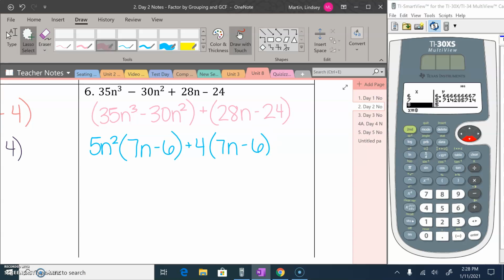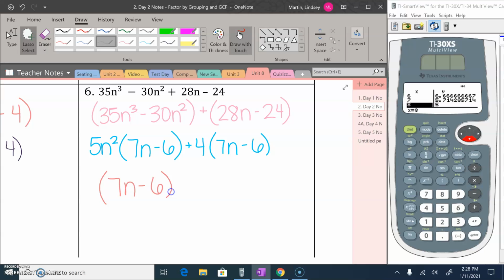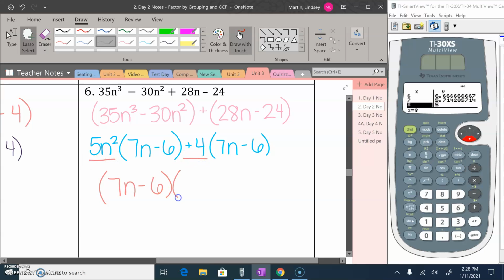If you are not to the point where you can see the GCF like I am able to do, please continue making your GCF charts like we showed you previously. I'll rewrite my funny GCF, and I'm left with 5n squared plus 4.